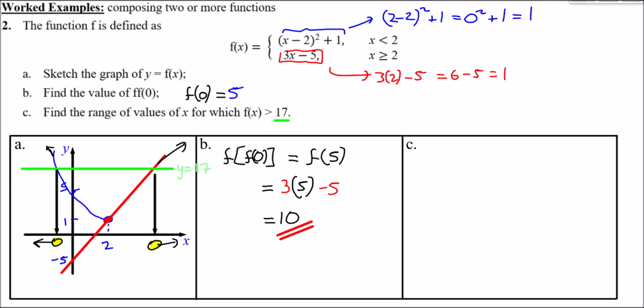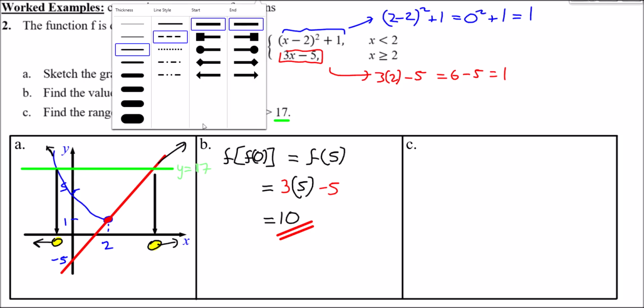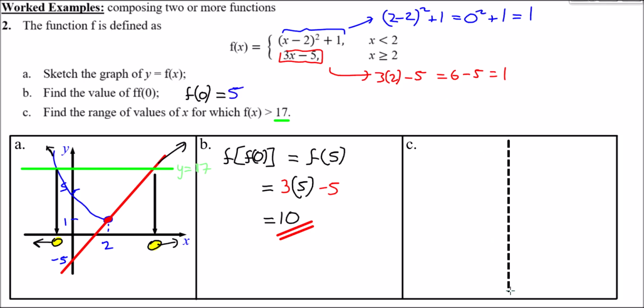So essentially we solved 2 halves. It could be that the blue bit here equals 17, so let's solve this first. I'm going to split into 2 halves, because you're going to have 2 solutions, one here and one over there. So first of all, when does the blue equal 17? I'm solving x minus 2 all squared plus 1. When does that equal 17?